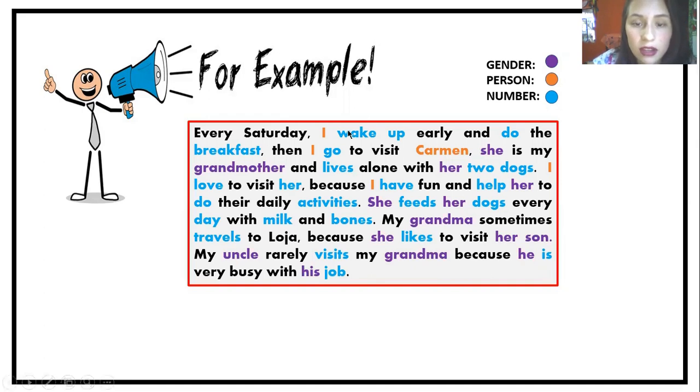Now, this phrasal verb represents number because it is referring to a singular pronoun. Let's continue reading. Then I go to visit Carmen. As you can realize, Carmen is also a person because she is a third person, or someone that the author talks about.